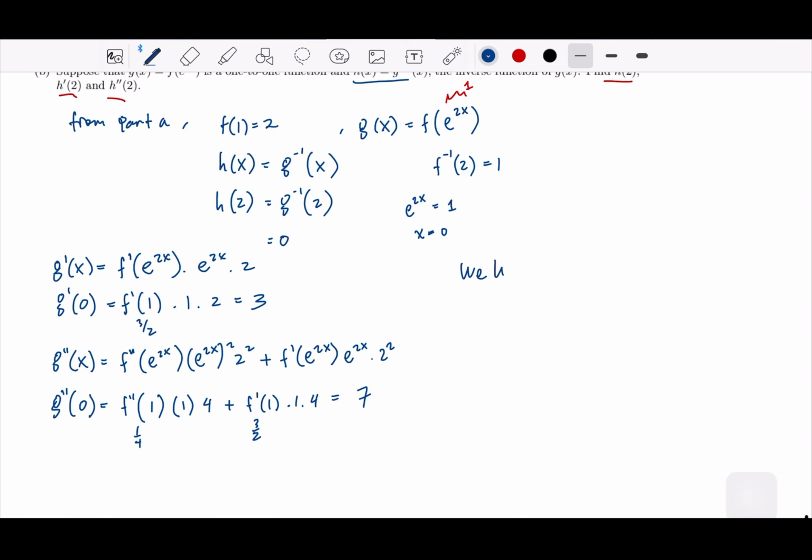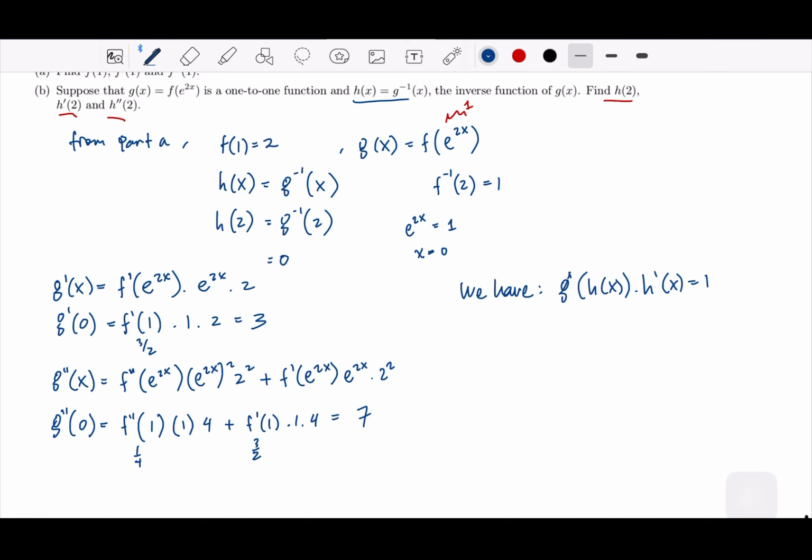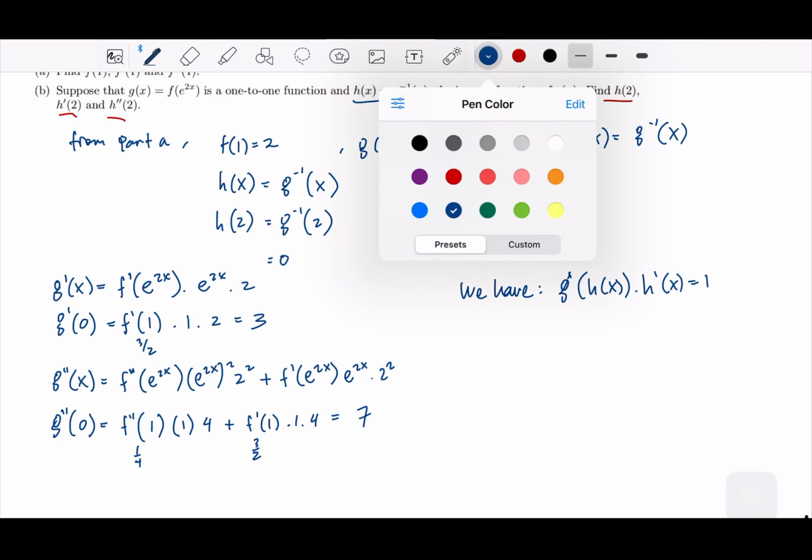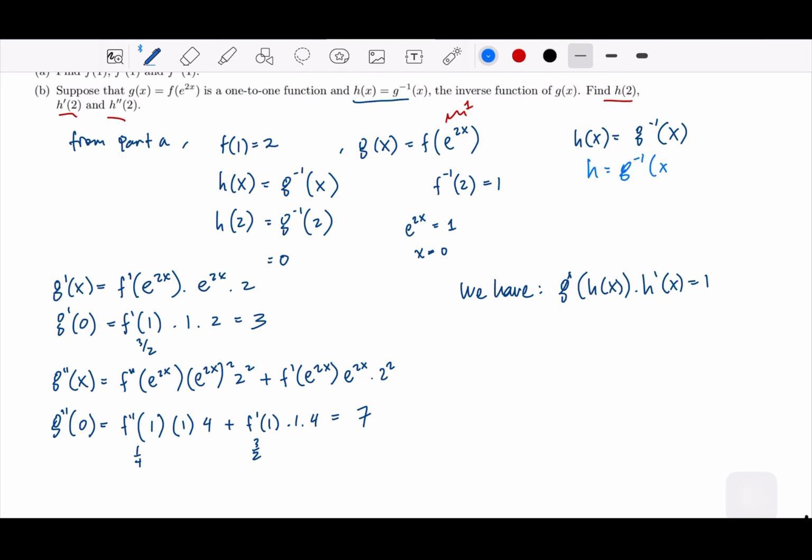Okay, now we have g'(h(x)) multiplied with h'(x) is equal to 1. This is from h(x) being g inverse of x, or we could write down that h is g inverse of x. So x is g(h), so we implicitly differentiate: 1 equals g'(h) and h'(x), and that's why we have this. Okay, have you got my idea here?